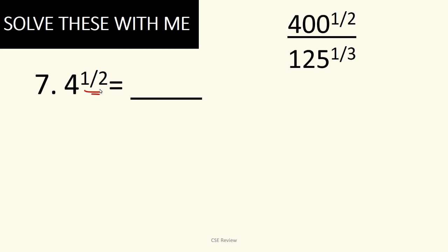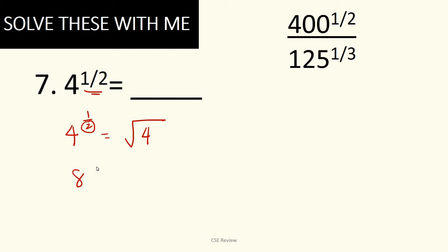So, 4 raised to 1 half. Or, ganito minsan ang pagkakatype. Okay? So, 4 raised to 1 half. Anong gagawin natin dyan? Pag fraction ang exponent, it's actually a root. Ano ibig sabihin nun? Ang 4 raised to 1 half is actually square root of 4. Bakit? Kasi 1 half. Square root.